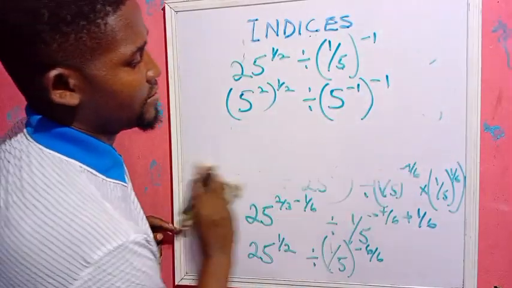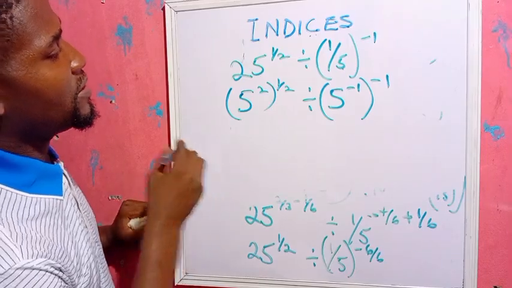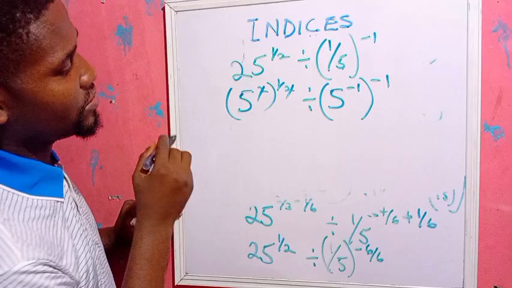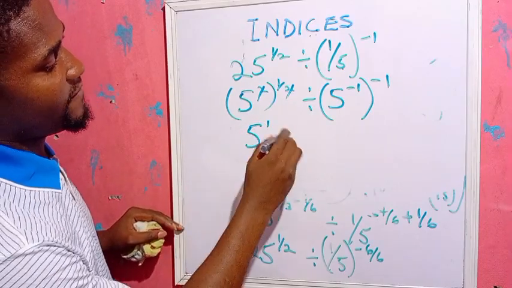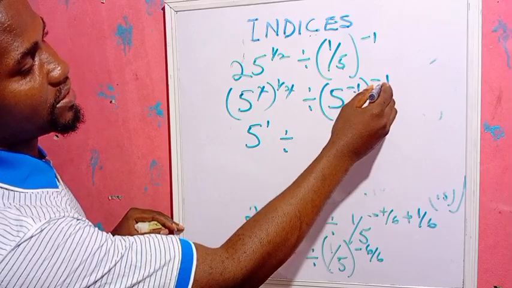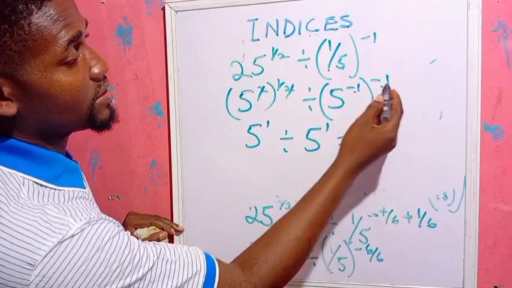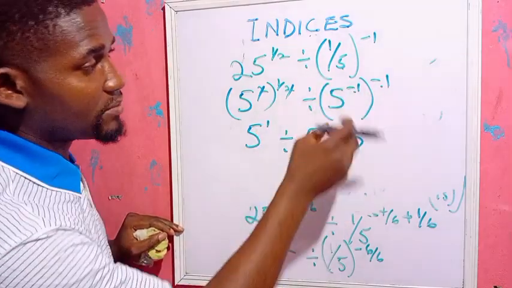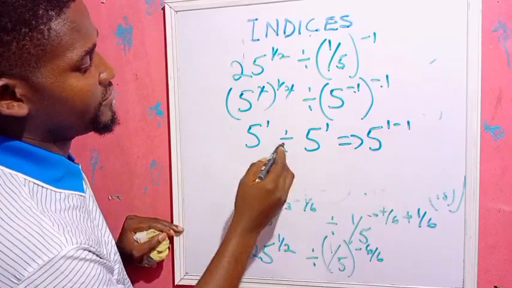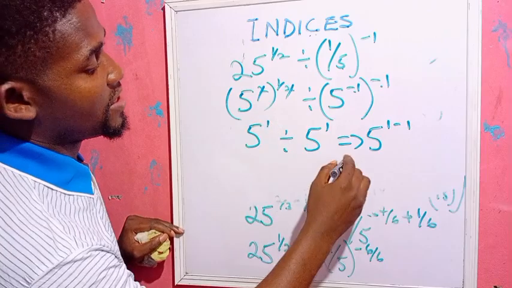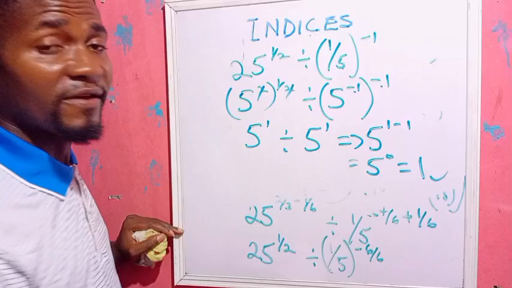Let's go further. We may not solve many questions in this class, but in the next class we'll solve a lot. So the 2 cancels this 2. What do we get? We get 5 raised to the power 1, divided by 5 raised to the power minus 1 times minus 1. Remember, we have 5 raised to the power 1. Minus 1 multiplied by minus 1, because we have to open the bracket and multiply, not add. So this becomes 5 raised to the power 1 minus 1. Division means subtraction of the powers. We have 5 raised to the power 0. Any number raised to the power 0 is equal to 1. 1 is my final answer in this question.